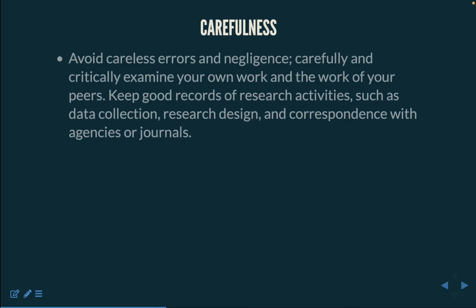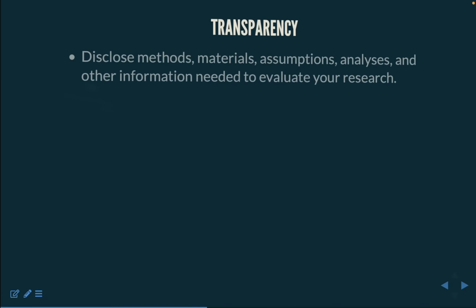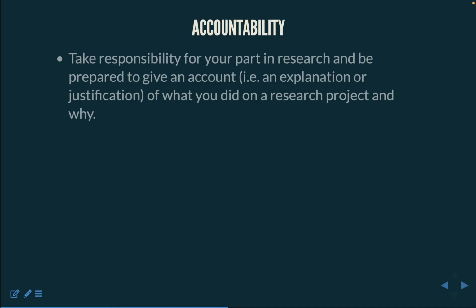Carefulness. Avoid careless errors and negligence. Carefully and critically examine your own work and the work of your peers. Keep a good record of research activities such as data collection, research design, and correspondence with agencies and journals. Openness. Share data, results, ideas, tools, resources. Be open to criticism and new ideas. Transparency. Disclose methods, materials, assumptions, analyses, and other information needed to evaluate your research. Accountability. Take responsibility for your part in research and be prepared to give an account, for example, an explanation or justification of what you did on the research project and why.